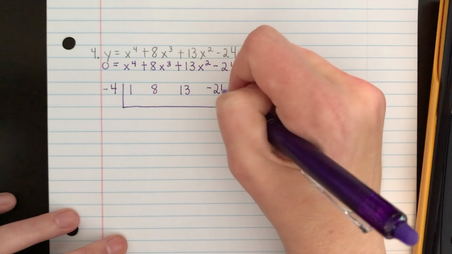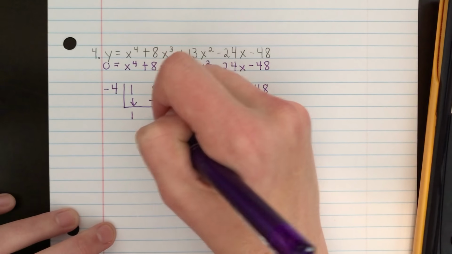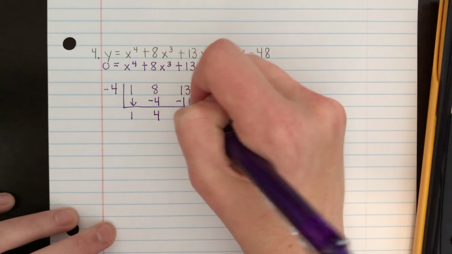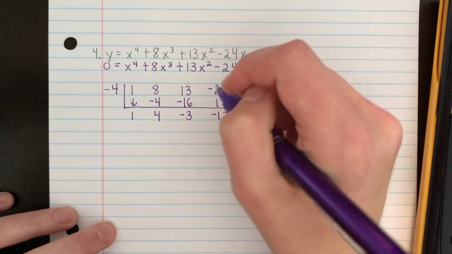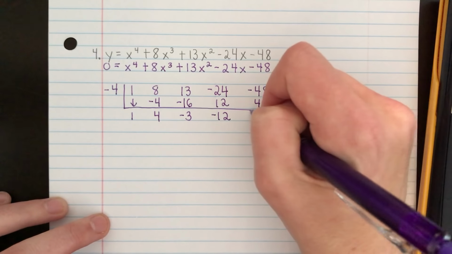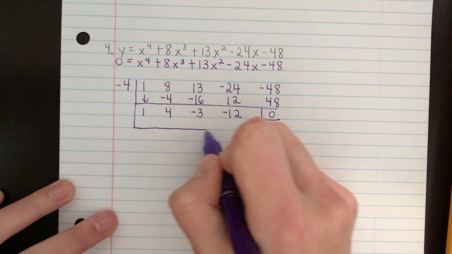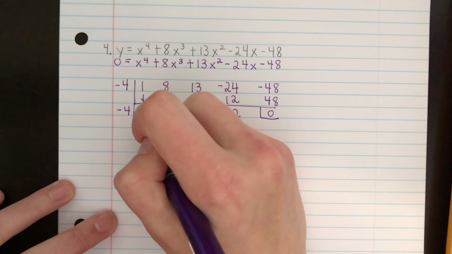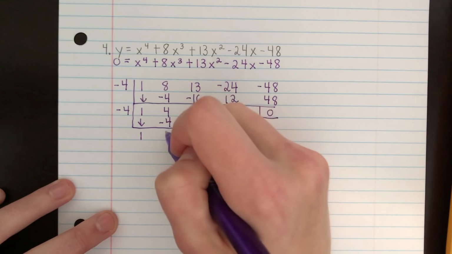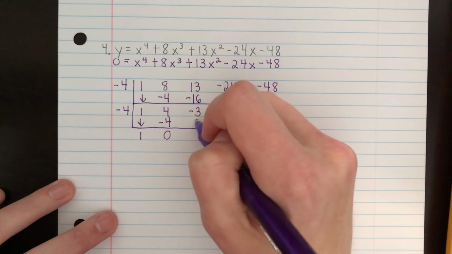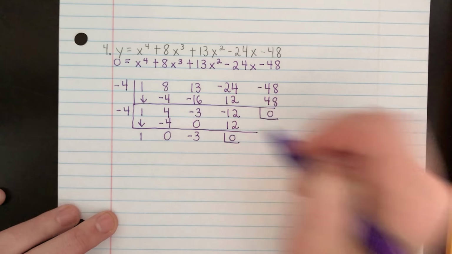So my coefficients are 1, 8, 13, -24, and -48. So drag that one down, multiply, add, multiply, add, multiply, add, multiply. Okay, it worked once. We knew it was going to at least work once. Let's see if it works twice. All right, -4, so trying it again. 1, drag that first one down always, then multiply, add, multiply, add. Okay, and then we get 0. Yay, it did work twice.